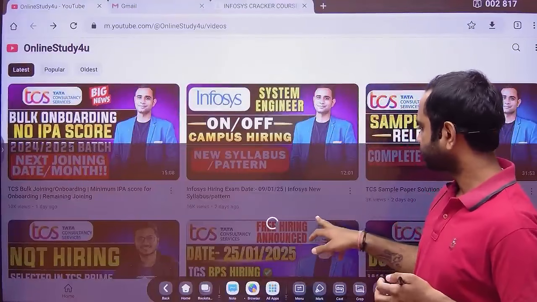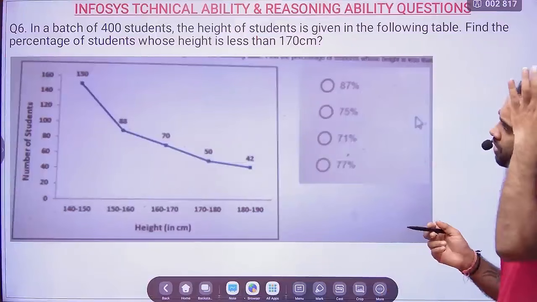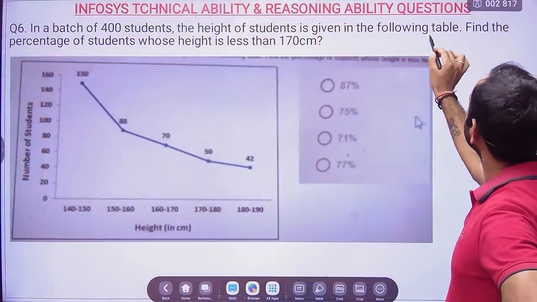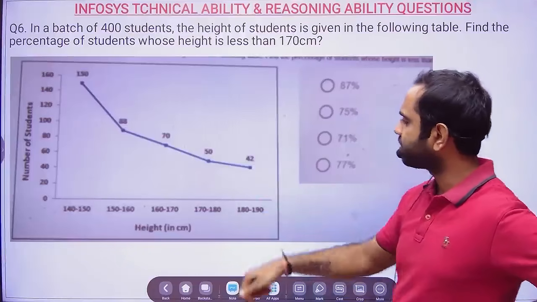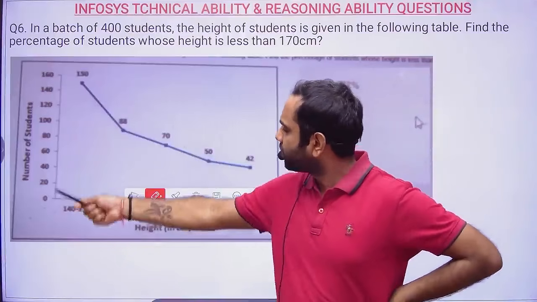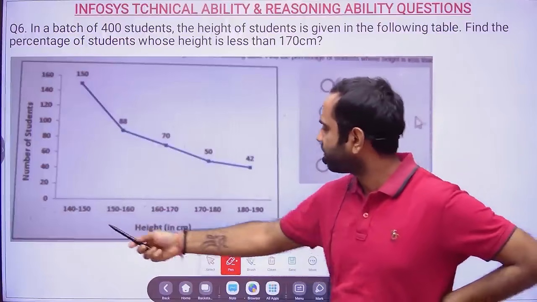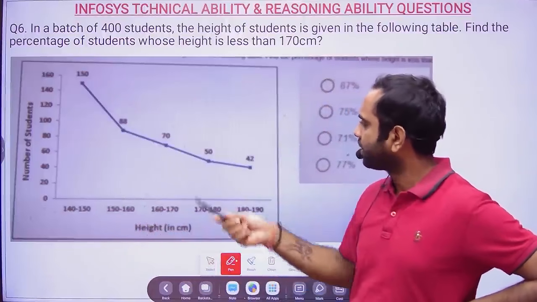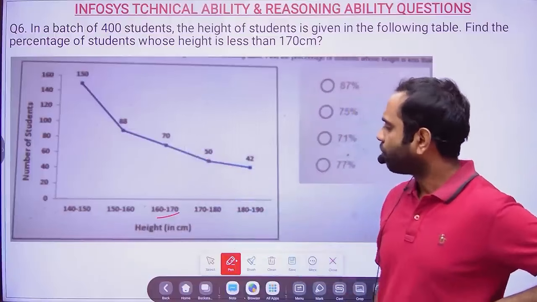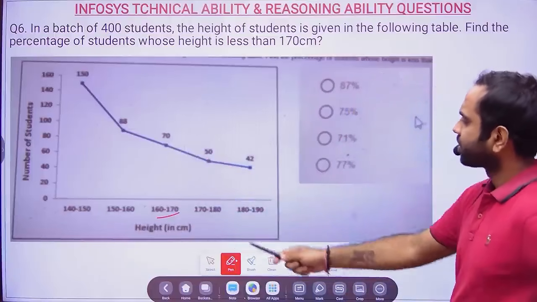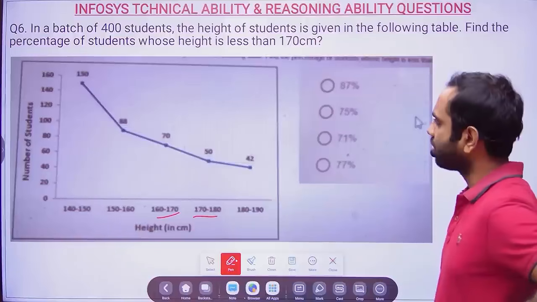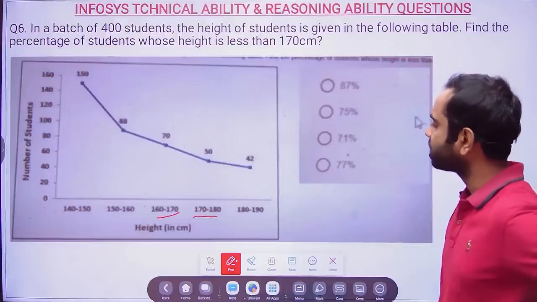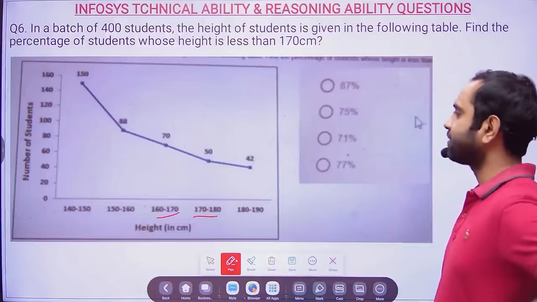Anyway, this question is a good question. In a batch of 400 students, the height of a student is given in the following table. So 150 students have height 140 to 150 centimeter. 88 students have height 150 to 160 centimeter. 70 students have height 160 to 170 centimeter. 50 students are there whose height is 170 to 180, and 42 students are there with 180 to 190 centimeter height.